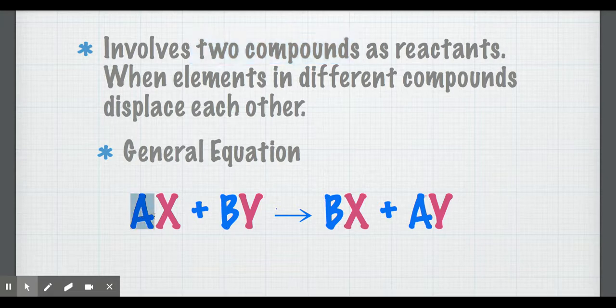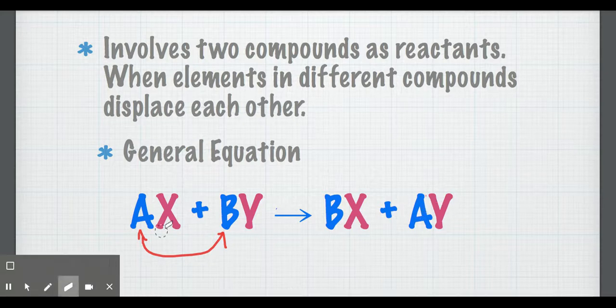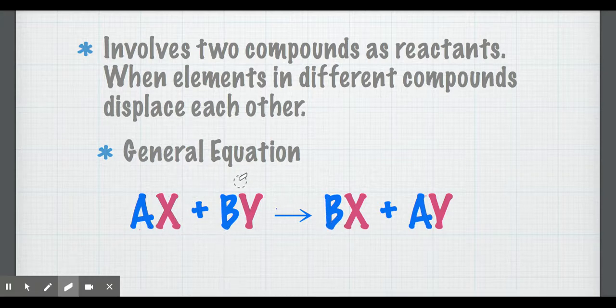Our metals here are A and B. So you've got A bound to our nonmetal X, and you've got B bound to our nonmetal Y. Essentially, all that's going to happen is A and B are going to swap positions. So what that means is B is now going to be bound to X, and A is now going to be bound to Y. So it's a switch. You're just switching the first elements. You can choose to switch the second elements if you want, just don't switch both. So you just want to make sure you just switch one of the pairs.